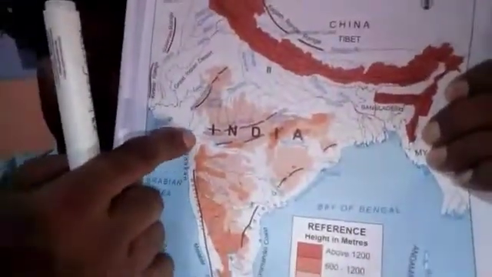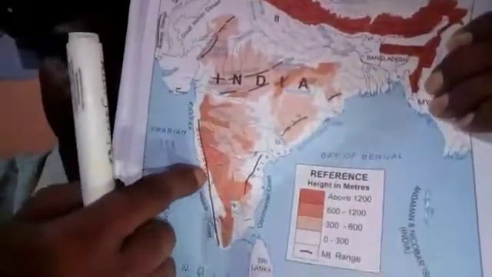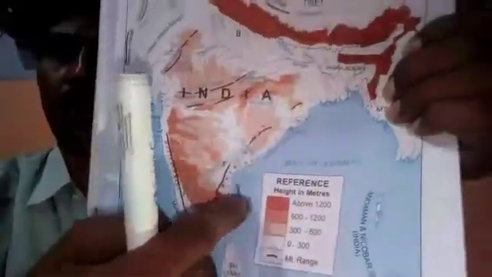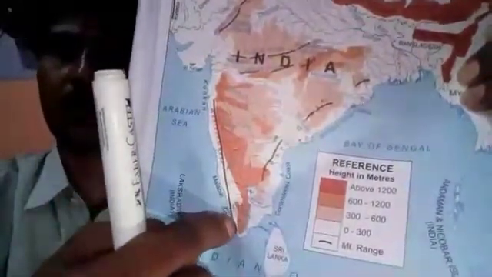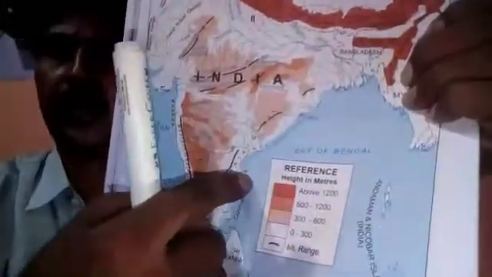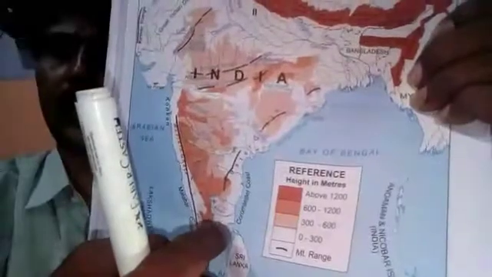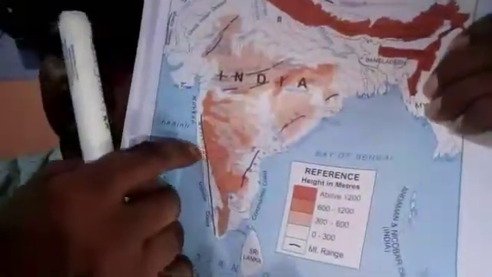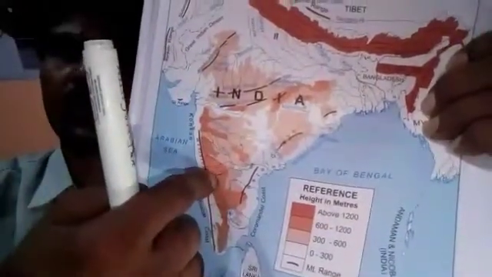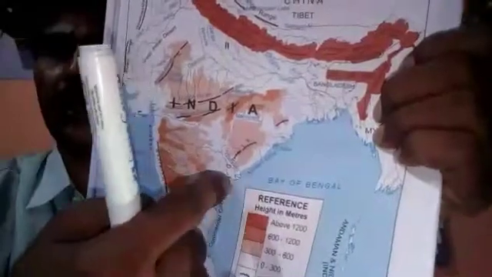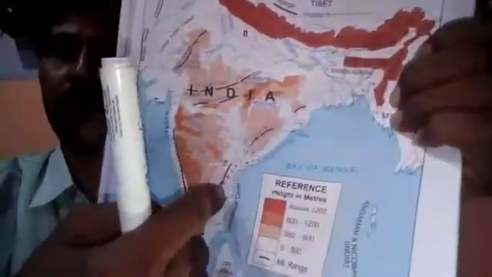Western coastal plain starts from the Gujarat and goes up to Kanyakumari in Tamil Nadu, whereas eastern coastal plain starts from West Bengal and goes up to Kerala. So these are two narrow places between the Arabian Sea and the Western Ghat and the Bay of Bengal and the Eastern Ghat. So these narrow areas are called the plains.